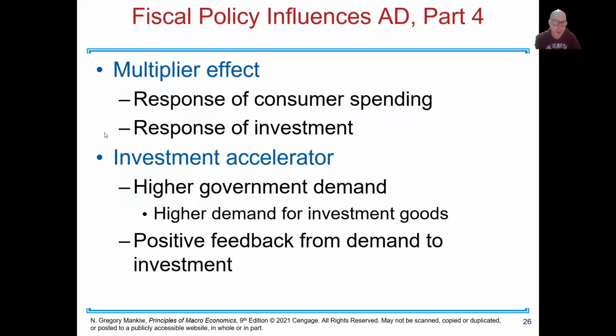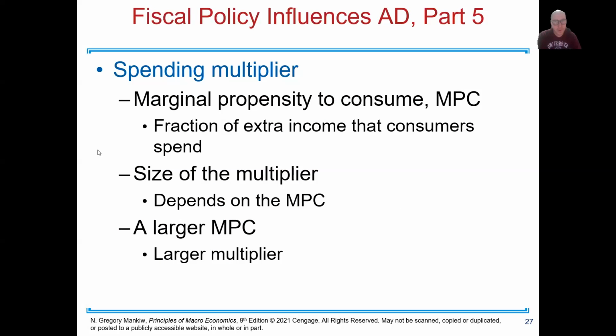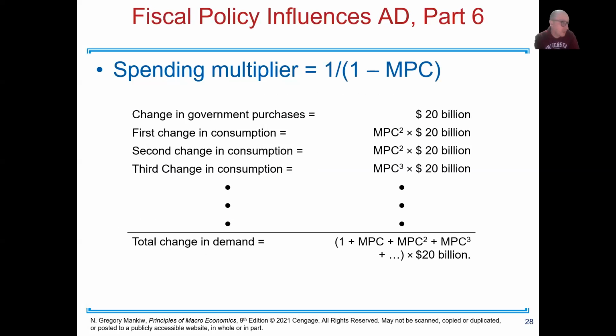It's a response of consumer spending and investment. It increases investment when the government spends more, which leads to higher wages and more spending. The more spending happens, the higher the wages, which leads to more spending. The multiplier effect. There's a formula for this multiplier effect. We take 1 divided by 1 minus the MPC.